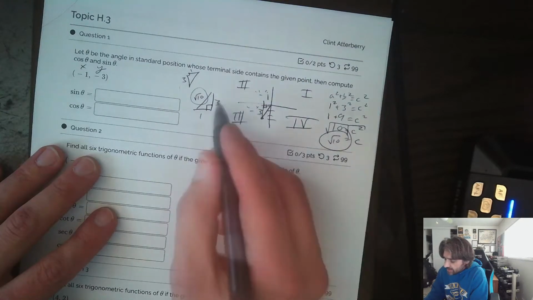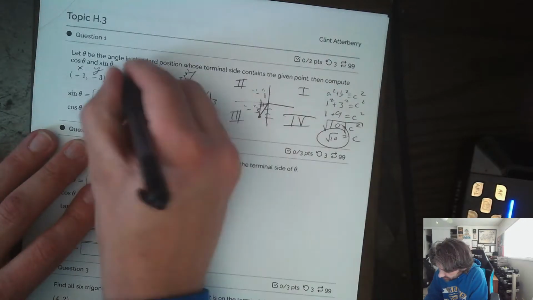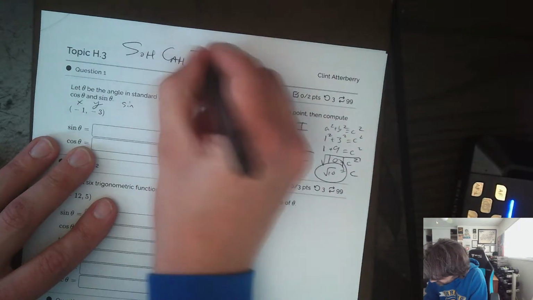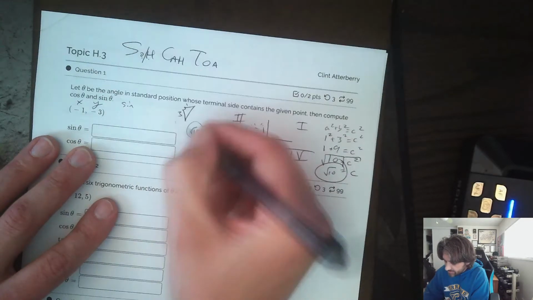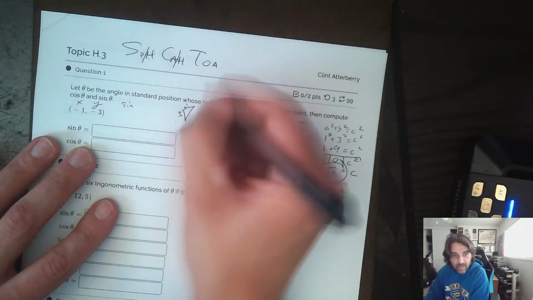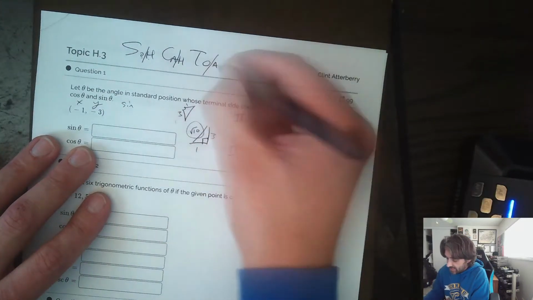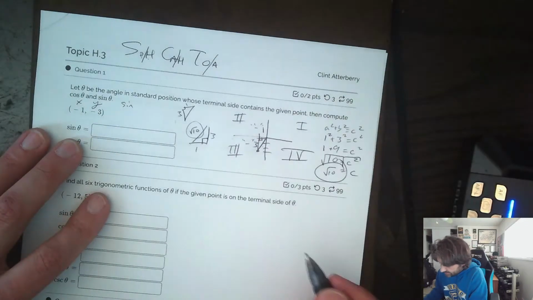So, sine theta, cosine theta. Remember SOHCAHTOA. Sine is opposite divided by hypotenuse. Cosine is adjacent divided by hypotenuse. And tangent is opposite divided by adjacent. So sine is the opposite side divided by hypotenuse.